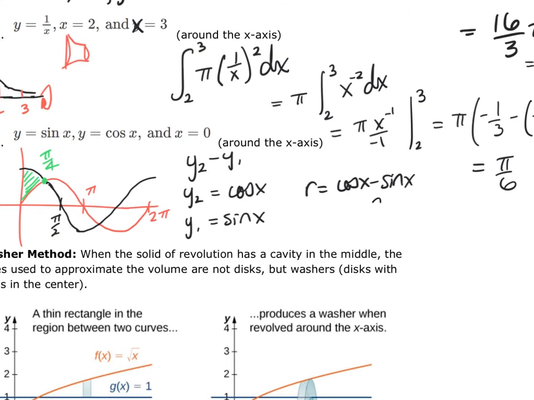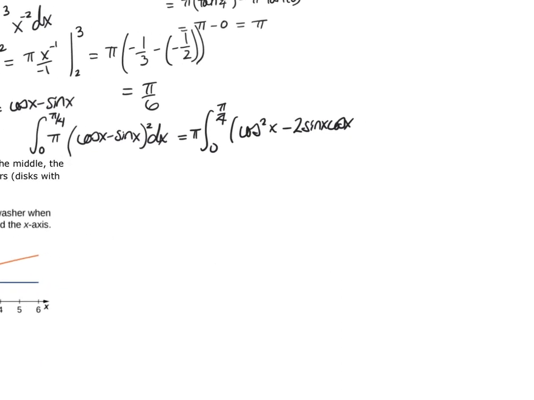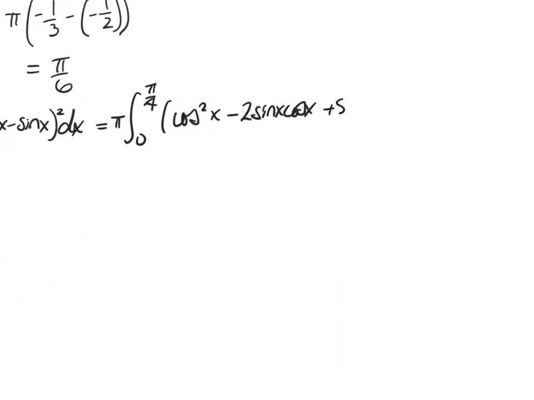So when I do this integration, I'm going to integrate from 0 to pi over 4, because that's where the two cross. I have pi, and then I multiply by my radius, the cosine x minus the sine x, the quantity squared, dx. Now I'm going to multiply this out. So from 0 to pi over 4 of pi, I'm going to pull that out, and then multiply this out. When I multiply this out, I get cosine squared x minus 2 sine x cosine x plus sine squared x dx.